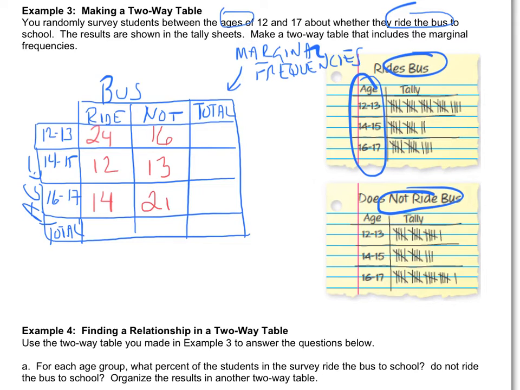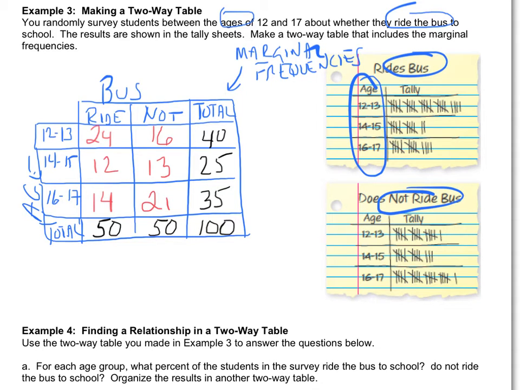So to find my marginal frequencies, remember we add across. So I'm going to add across the rows first. We would get 40. We would get 25. We would get 35. Adding down for the bus numbers, we have 50 and 50. So now we know, if I add my column and my row for the marginal frequencies, the number of students we happened to survey, which happens to be 100. So that's how we fill in one of those tables.